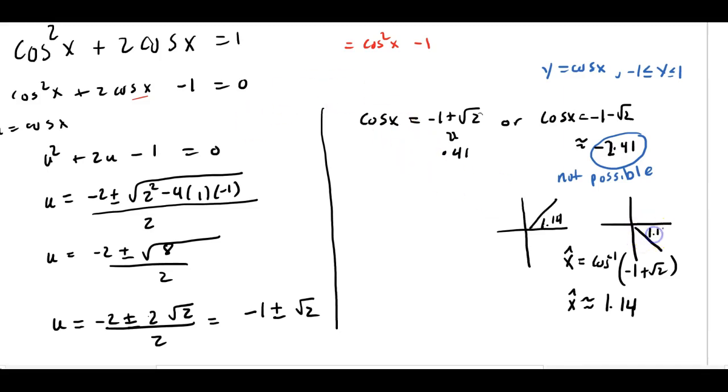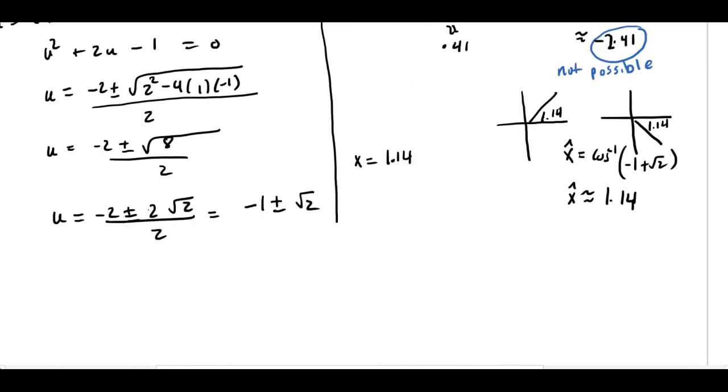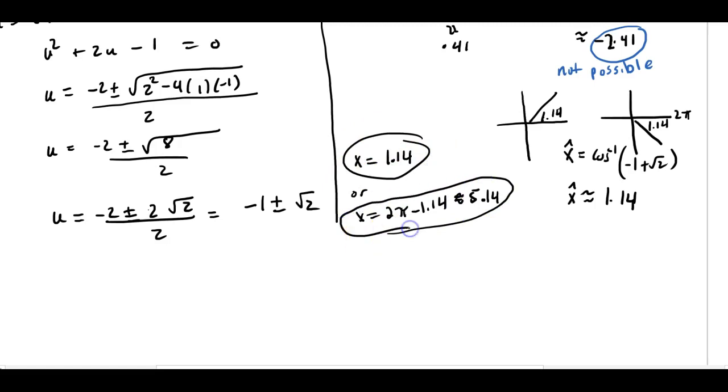And then so is this. So one of the answers is x equals 1.14. And then the other one is going to be, if this is 2 pi, then the other one is going to be 2 pi minus 1.14. And then when I do that, I get 5.14 approximately. All right, and then those would be your two solutions here.